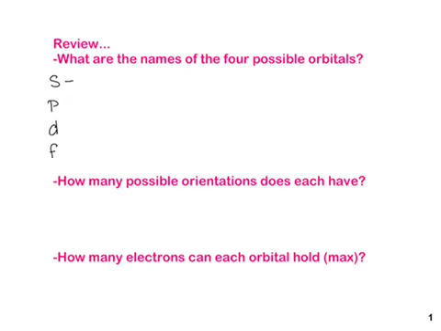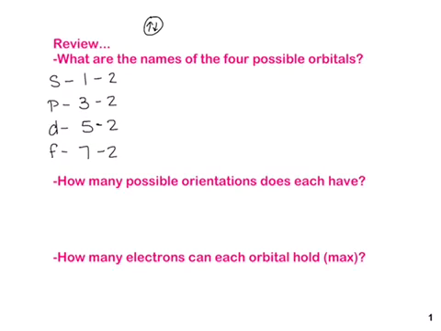So we know that the S orbital has 1 possible orientation. The P orbital has those 3 dumbbell possible orientations. The D orbital has 5 possible orientations, and the F has 7 possible orientations. And so each orbital can hold a maximum of 2 electrons. So remember when we drew out our orbitals, it was those circles, and we put the up arrow for 1 electron and a down arrow for a second electron. And so each of those orbitals can only hold 2 electrons.